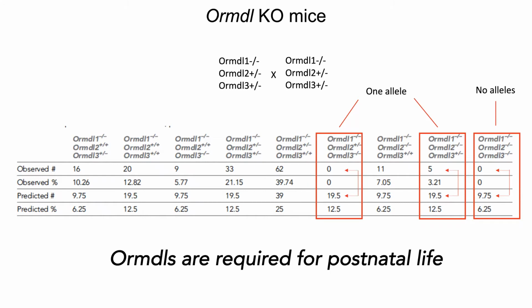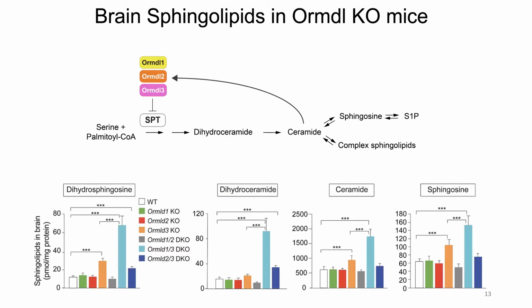So we focused our analysis on the single knockouts and the double knockout mice, and looked at lipid levels in a variety of tissues. The tissue I'm showing here is brain. So we have the 3 single knockouts, ORM1, 2, and 3, and then the double knockouts, 1-2, 1-3, 2-3. As far as the single knockouts go, in the ORM3 knockout there was somewhat of an elevation in ceramide and sphingosine, perhaps dihydrosphingosine.